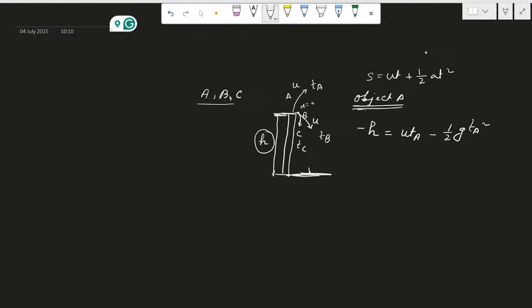Now if we rearrange it, just multiply all the terms with minus, so h is equal to minus u ta plus half g ta square. This is equation 1.